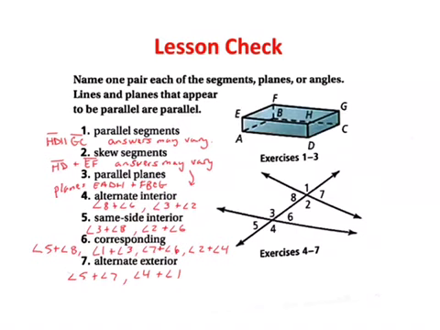For answer 4, your alternate interior angles, you could have used 8 and 6 or 3 and 2. For same side interior, you could have used 3 and 8 or 2 and 6. For corresponding, you've got 5 and 8, 1 and 3, 7 and 6, or 2 and 4. And then for alternate exterior angles, you've got 5 and 7, or 4 and 1.